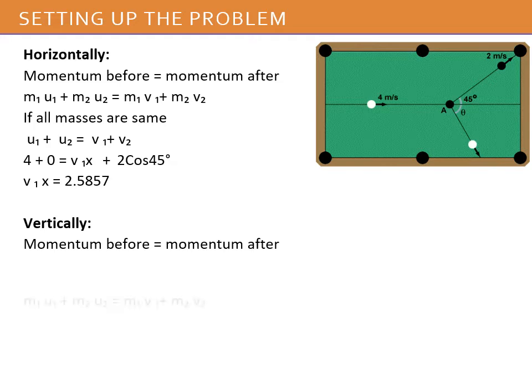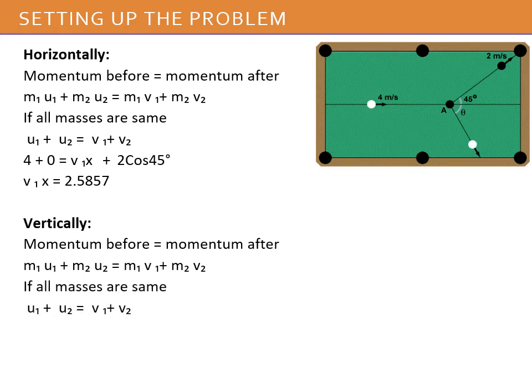You do the same for your vertical component, the same equation. As I said, all masses are the same, so masses will be cancelled out. You will get this equation. And you can see, before collision, there was no vertical component for the white ball and black ball, so we will say the y component is 0 for both of them. V2 is 2 sine 45, and V1y we have to find out. By rearranging it, you will get your answer V1y.